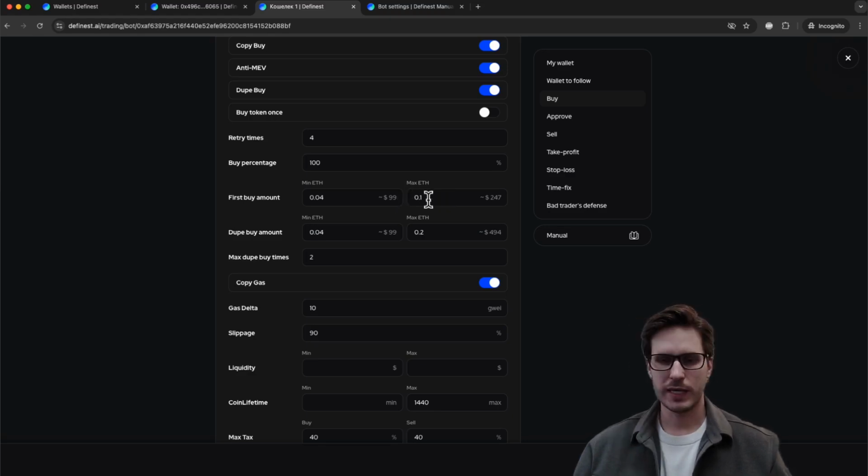I would recommend replenishing the wallet for a minimum amount equal to 5 purchases. That is, if we have 0.1 here, then you need to replenish the wallet for 0.5 ETH, well, considering the gas at 0.6 ETH. You can set other values smaller and, accordingly, you will need to replenish the wallet for a smaller amount.